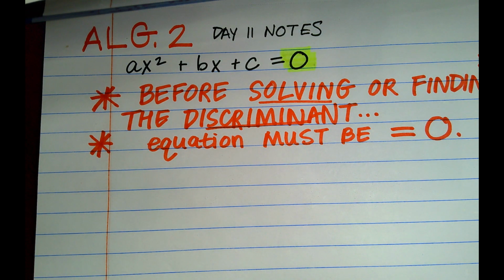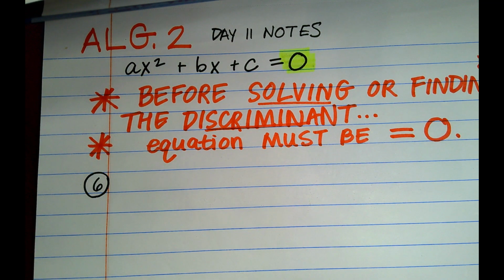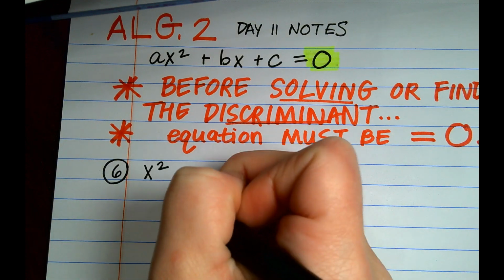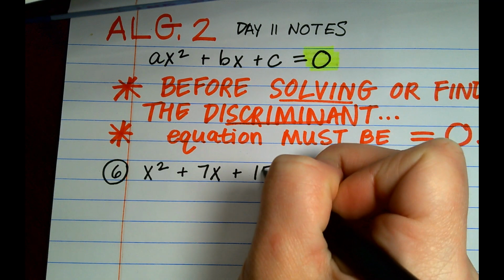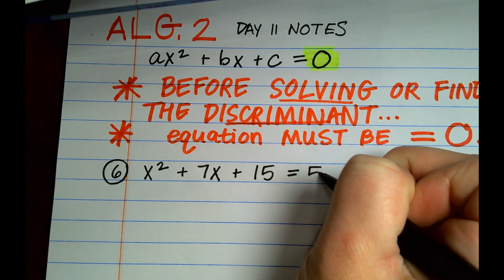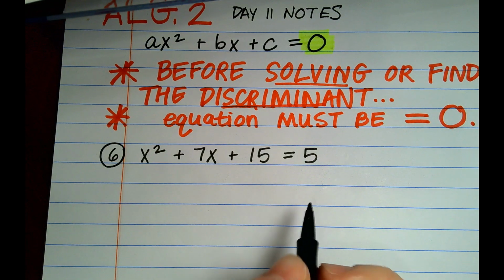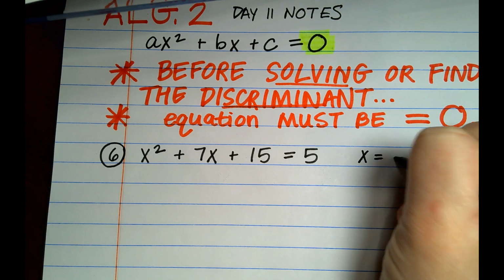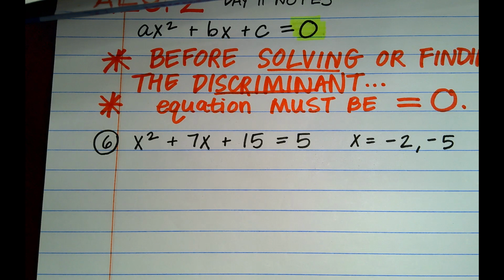I'm going to write this here, actually, number 6. Our original equation was x squared plus 7x plus 15 equals 5. And when we used the quadratic formula, we found that our answers were -2 and -5. So let's check them. Let's see if it works.